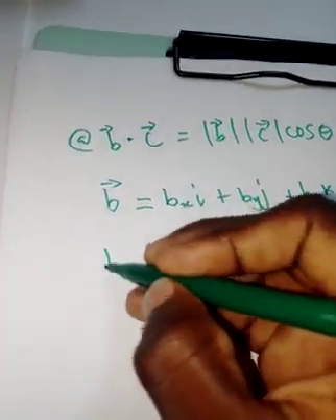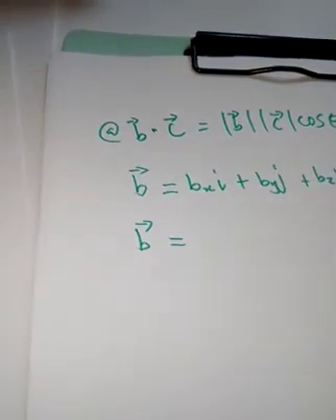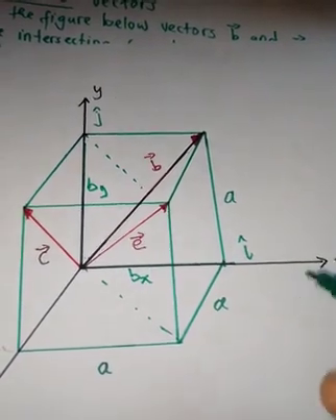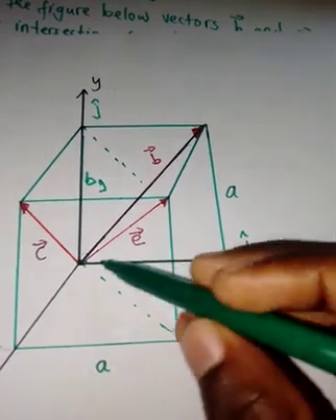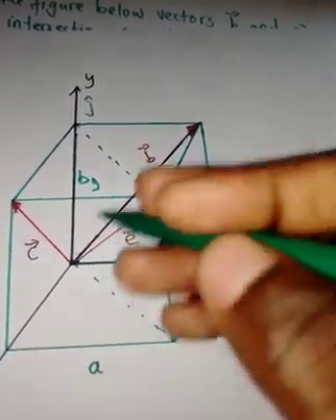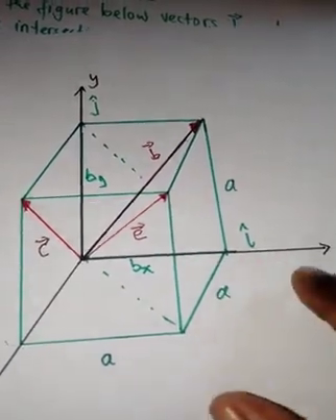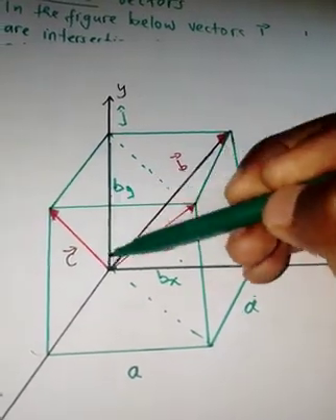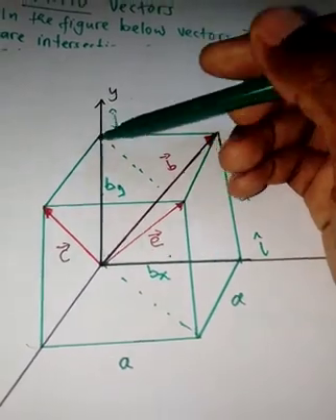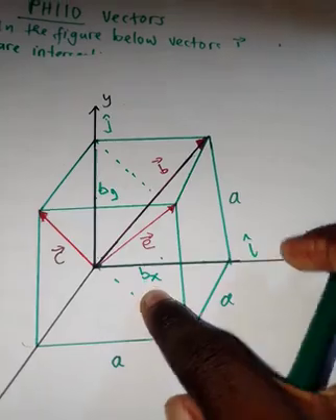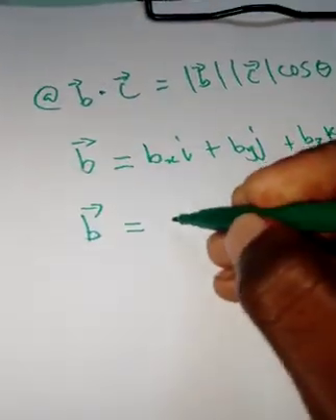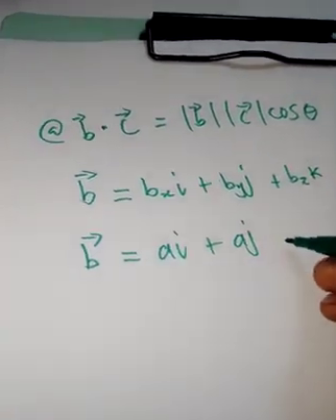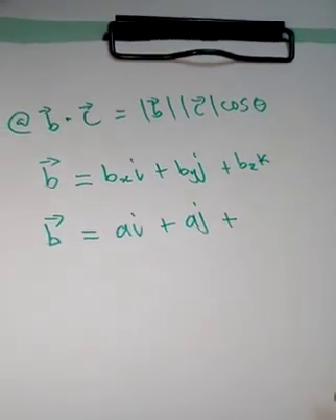So you will say vector B will be equal to, so for Bx, we are simply getting the length of the edge from there to there. When we resolve B into its components, we are doing the same thing of resolving vectors into components. So this is A. Even this is A, the length from there up to there, it is A. Okay, so Bx will be A, even By will be A. So here we have Ai plus Aj plus, what about the one for K?